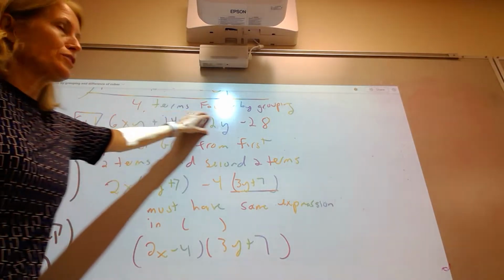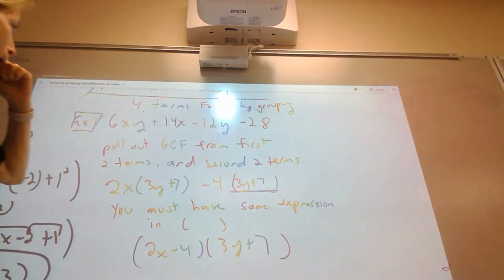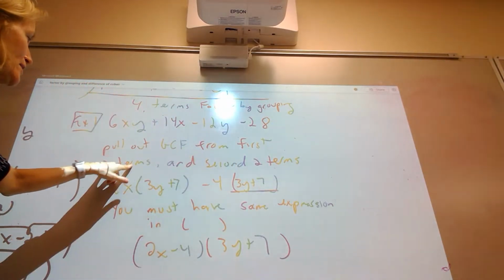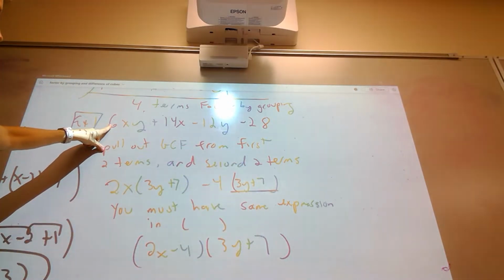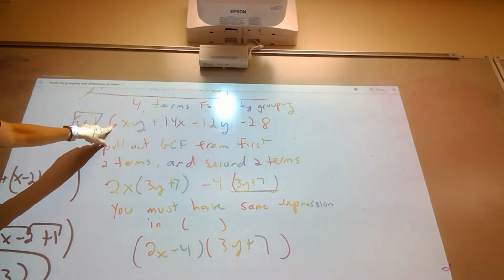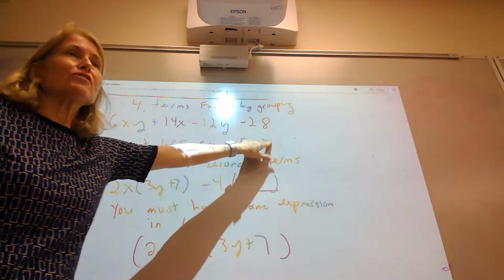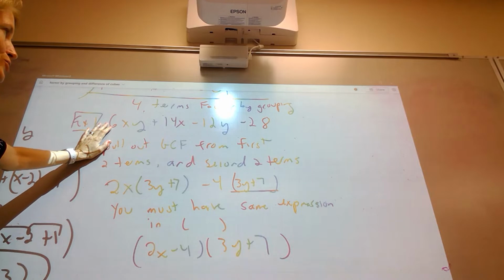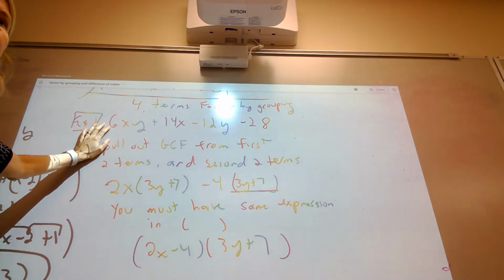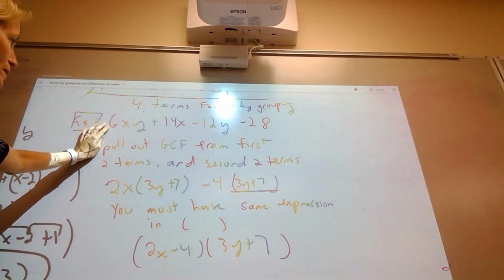Okay, so they give you 4 terms and you pull out the greatest common factor from the first 2 and the second 2. We could pull out a 2 from all of them, but that wouldn't get us very far, okay? That would be all we could pull out from the 4 of them. But you should know when you see 4 terms, what you're doing is factoring by grouping.